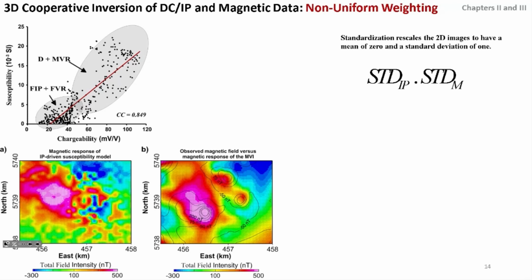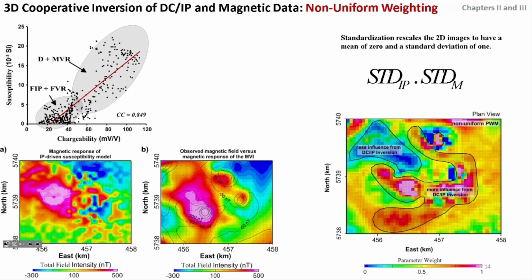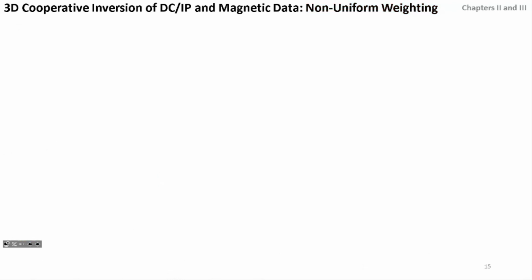To do so, we produce a non-uniform weighting model that is based on the multiplication of these two maps after standardization. The standardization rescales the 2D images to have a mean of 0 and a standard deviation of 1. When we multiply the standardized maps, we get a similarity measure to produce a weighting model. The weights are then scaled from 0 to 1. Low weights mean less influence from DC-IP inversion, and high weights mean more influence from DC-IP inversion.